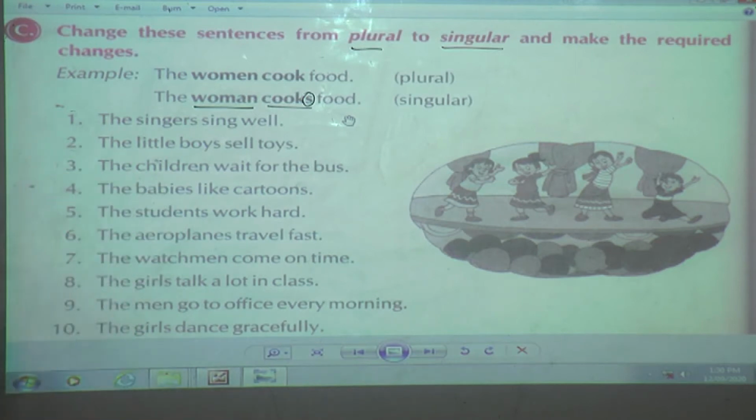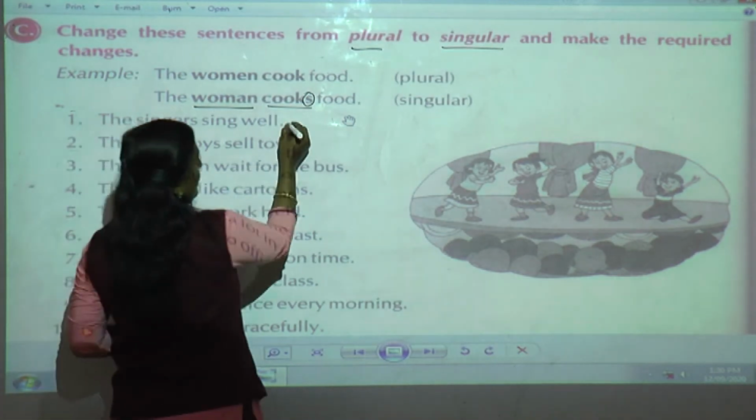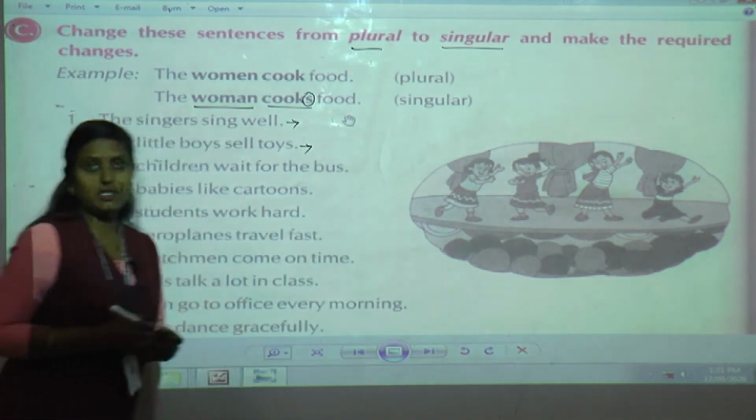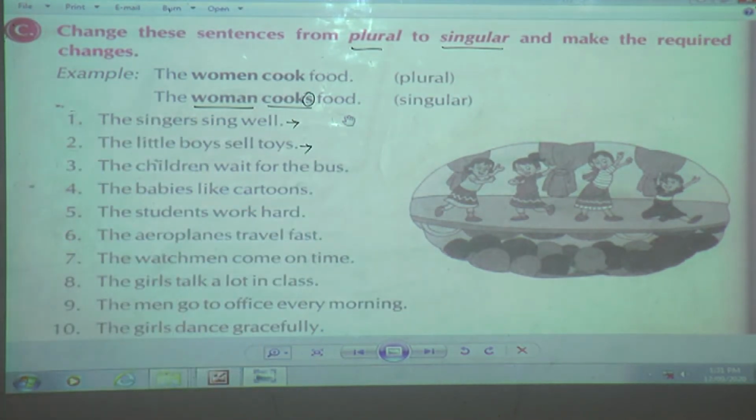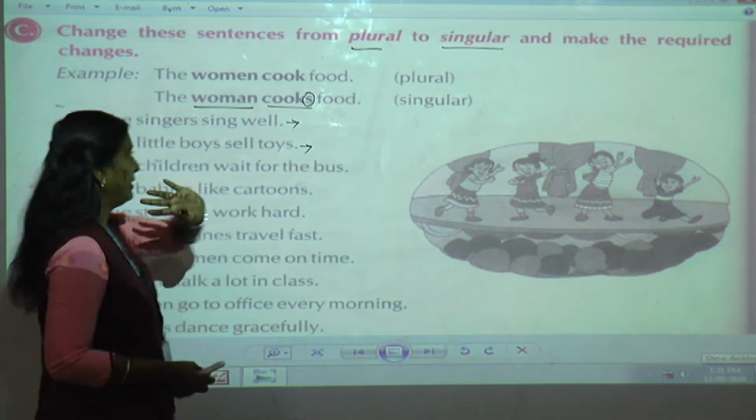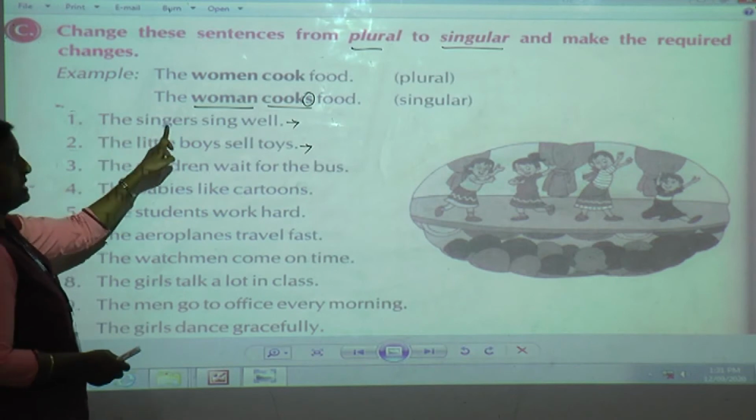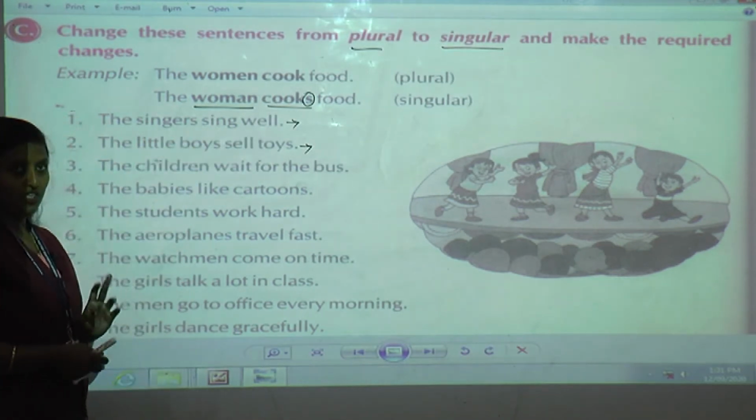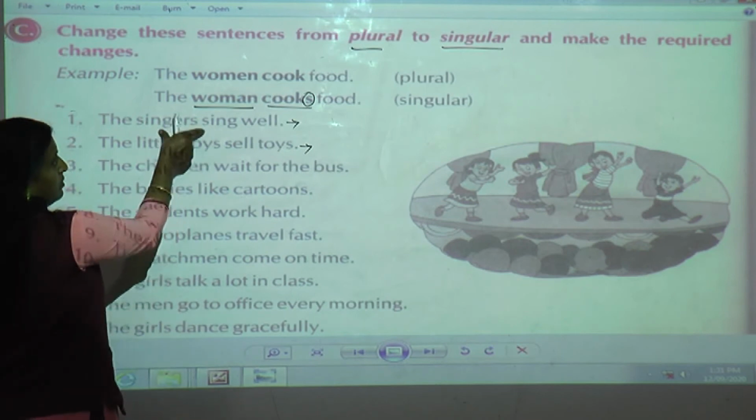Okay, let it be. You also do it in your book. See here, as there is no place over here, whatever changes I am going to make, I will write here. Got it? The singers sing well. What am I going to change? Yes, only this part, okay?